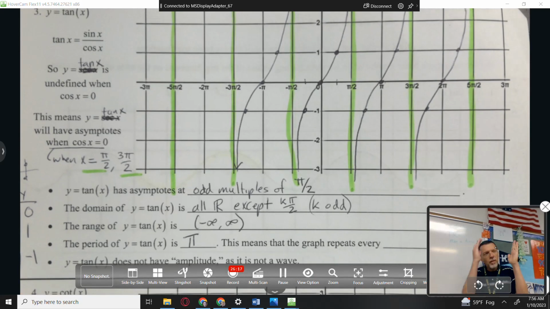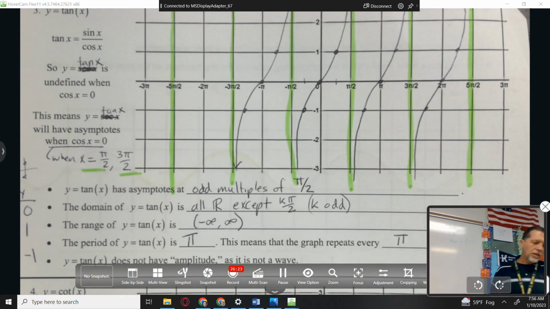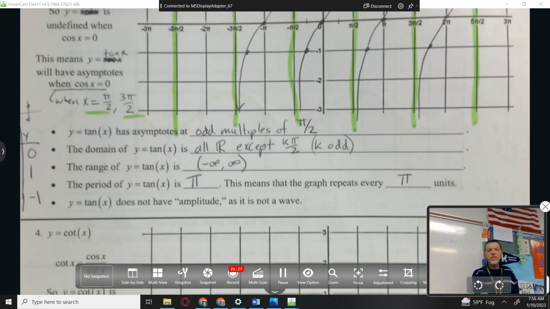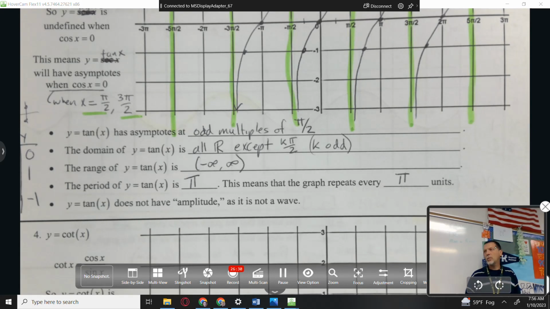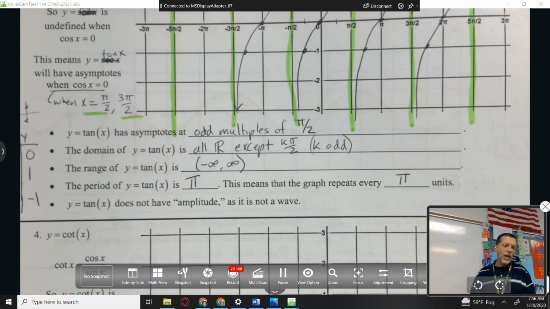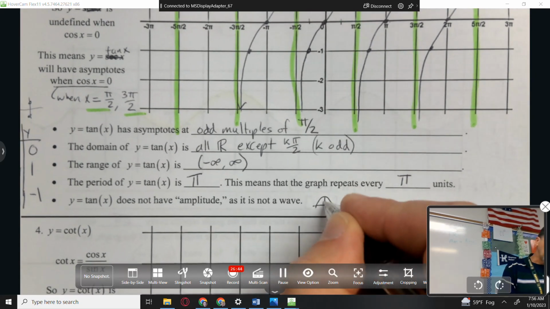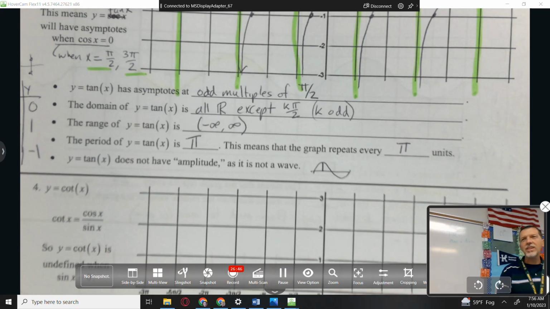So any pi window, you see the whole thing. This means that the graph repeats every pi units. That's what it means to have a period. Tangent does not have an amplitude. It's not a wave. So we'll talk more about that when we get to graphing more tangent problems. But for now, we'll just say it does not have an amplitude, because amplitude is, how far away from the midline are you? Well, that doesn't even make sense for a tangent.